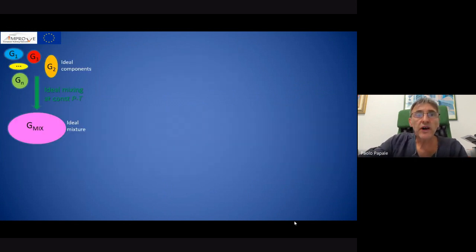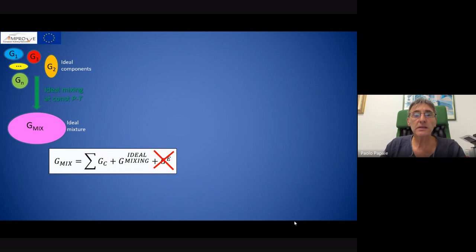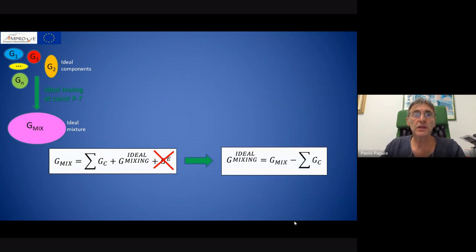Okay, in order to find an expression for the Gibbs energy of ideal mixing, let's refer to an ideal mixing process. Ideal mixing implies that any excess term deriving from mixing the components is equal to 0. Because the excess terms are 0, the only difference between the Gibbs energy of the mixture and the sum of the Gibbs energies of the individual components is equal to the Gibbs energy of ideal mixing. Therefore, the difference between the Gibbs energy of the ideal mixture and the sum of the Gibbs energies of the ideal components will give us the Gibbs energy of ideal mixing that we are looking for.